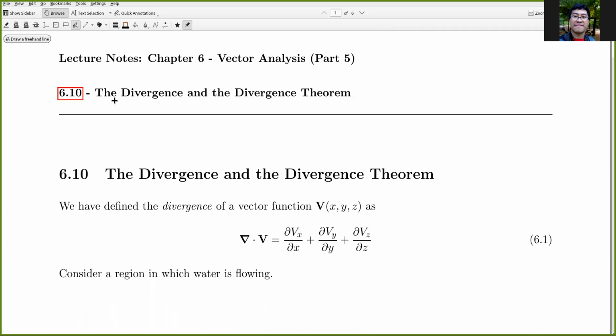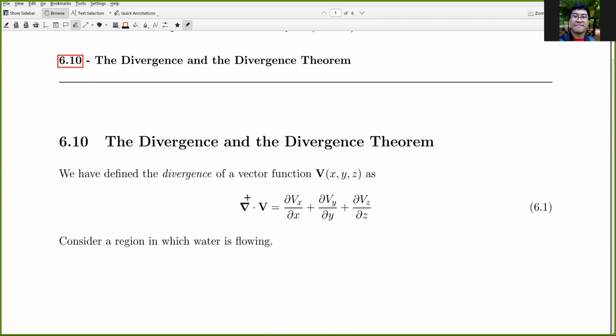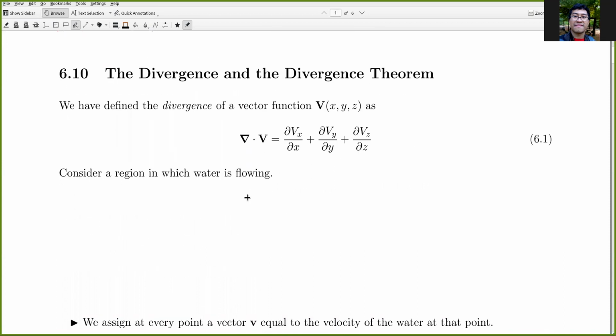Let us talk today about the divergence and the divergence theorem. We have defined the divergence of a vector function v as del dot v equals partial with respect to x of the vx component plus partial with respect to y of the vy component plus partial with respect to z of the vz component.